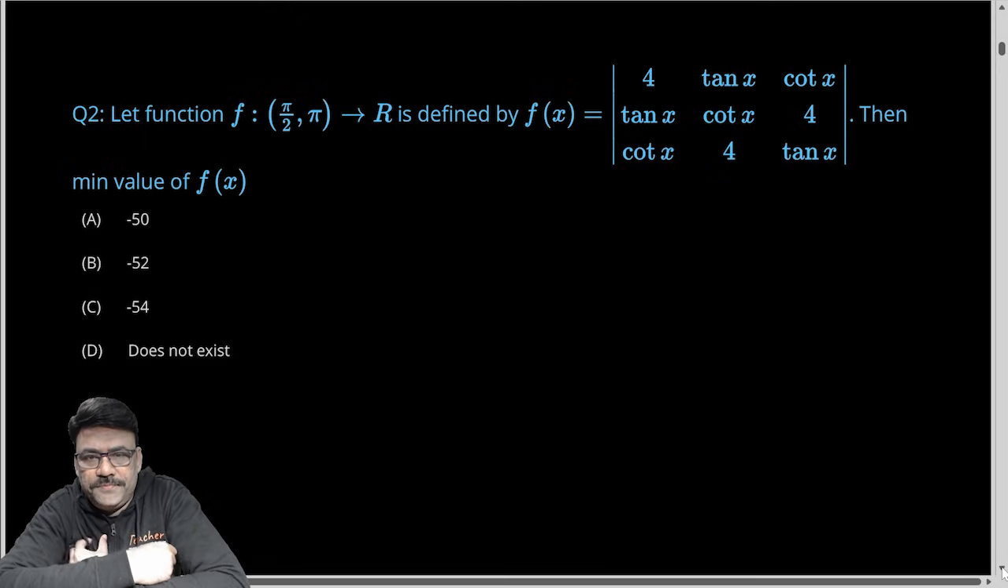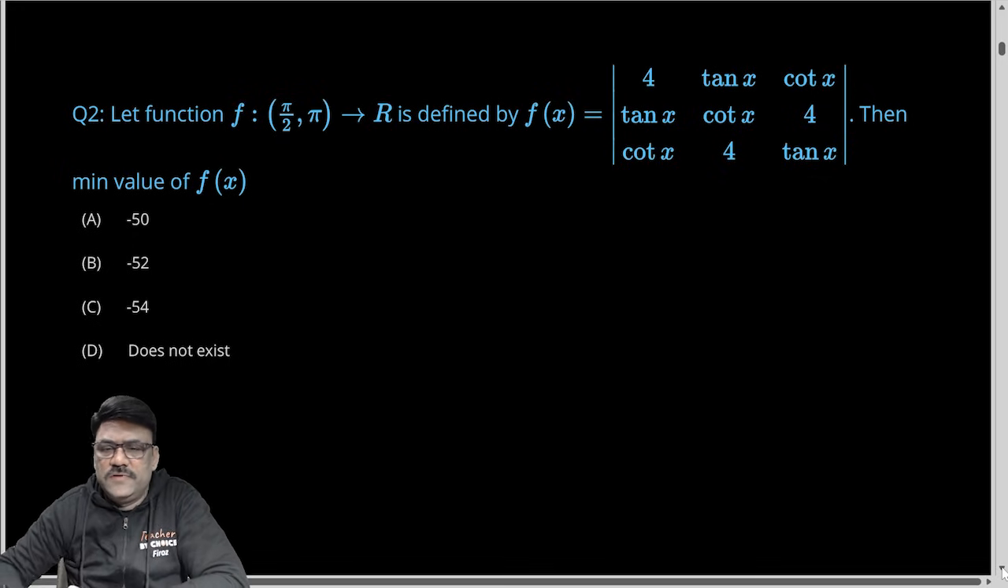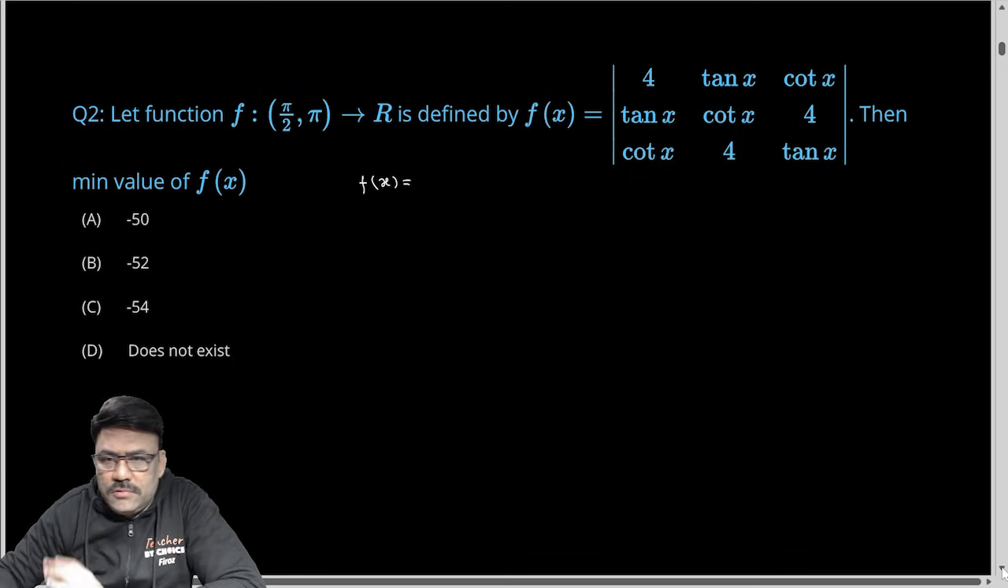Let's see this question. Based on determinants and maximum-minimum, you have to find the minimum value of this determinant. What will be the minimum value of this function f(x)? f(x) is given in the form of a determinant. So just expand this determinant first, as it is, straightforward.